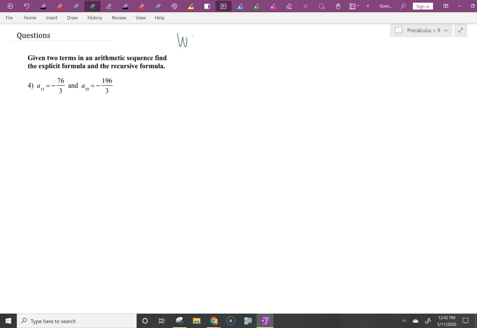All right, worksheet 60 brings up a question. Number 4 gives me two terms of an arithmetic sequence and wants me to find the formulas for it. That requires we know the first term and what they're adding every time. Since they said arithmetic, I know they're looking for a D here, and not an R, because that would be geometric. And I'm also trying to find the first term.